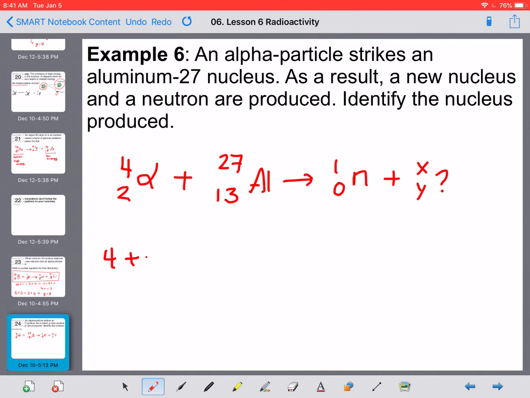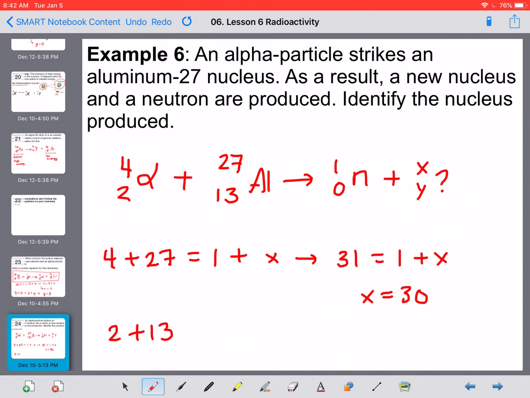So 4 plus 27 equals 1 plus x. So 4 and 27, that makes 31. 1 plus x, so I can see from that x is 30. And then on the bottom, 2 and 13 is the same thing as 0 plus whatever y is. So y is going to have to be 15. So 30 up top, 15 on the bottom. Element number 15 is phosphorus.